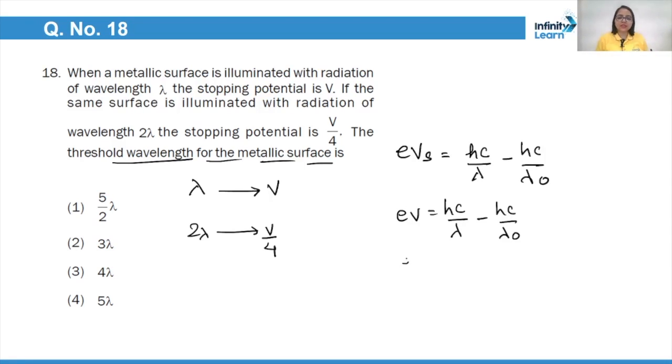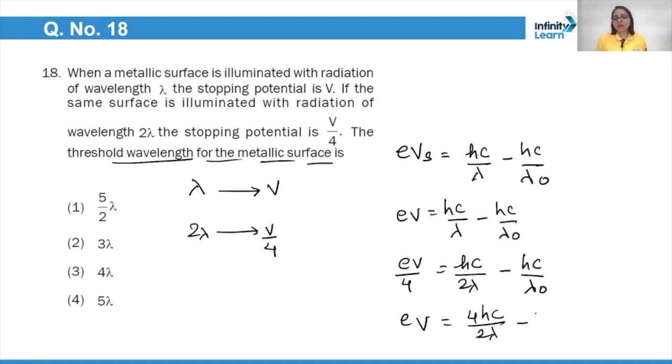In the second case, it is eV upon 4 and that is equals to hc upon 2 lambda minus hc upon lambda naught. So you can write eV as 4 hc upon 2 lambda minus 4 hc upon lambda naught. Now you can equate this equation with this equation because both are equal to eV.